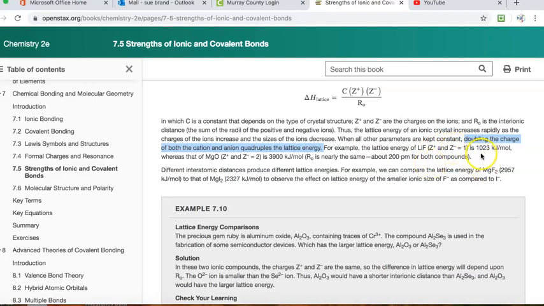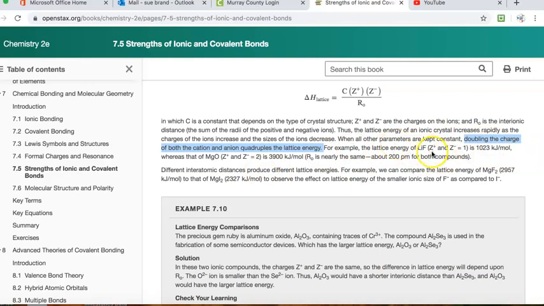Okay, it's 1,023 kilojoules per mole. Whereas magnesium oxide, the cation and the anion both have a magnitude of 2. So magnesium is +2, oxygen is -2. It has a lattice energy of 3,900 kilojoules per mole. So you can see the large difference here.